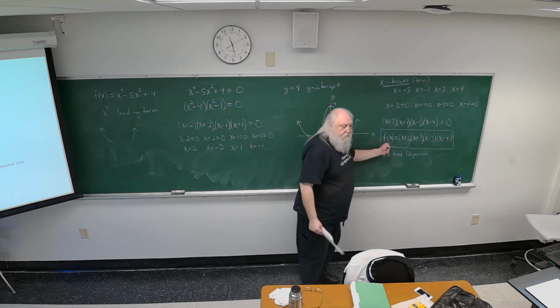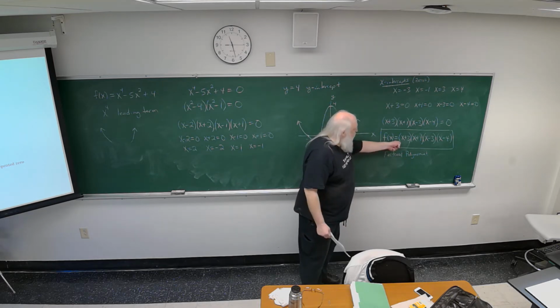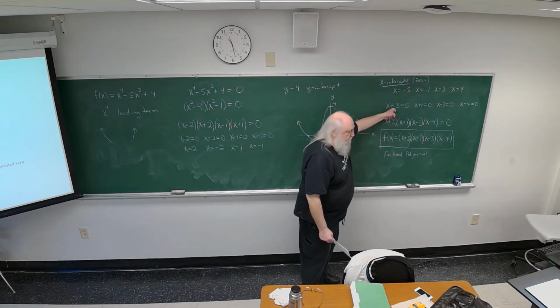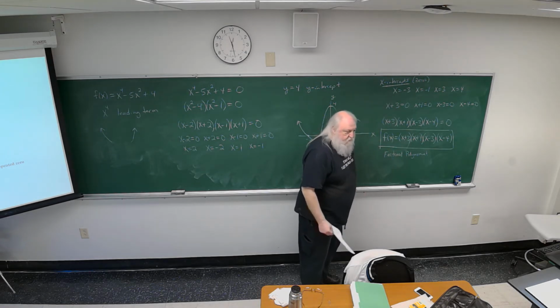So if I gave you this polynomial and I asked you to find the x-intercepts for this factored polynomial, you would set the right-hand side equal to 0, and then you would set each factor equal to 0, and then you would solve for x to get the x-intercepts. So we just went in reverse.